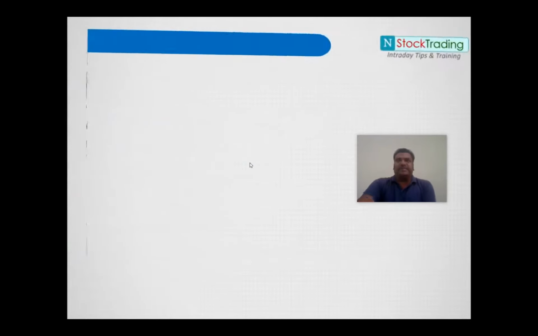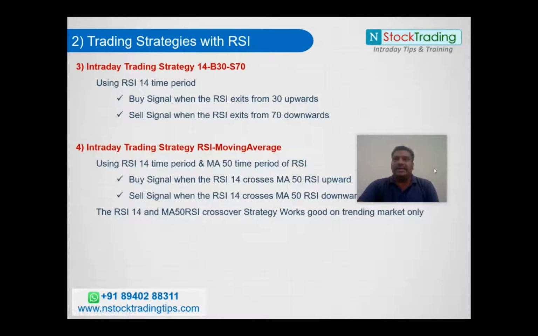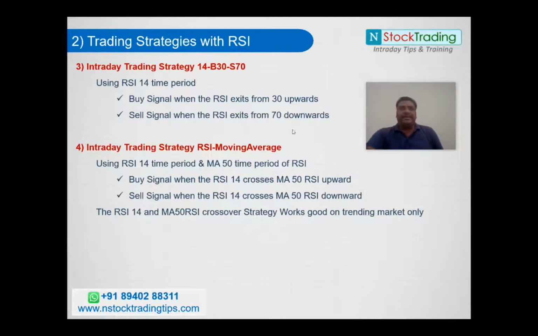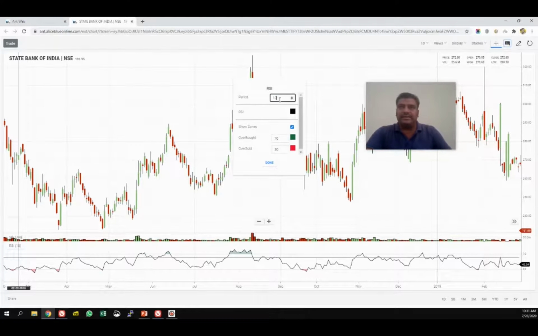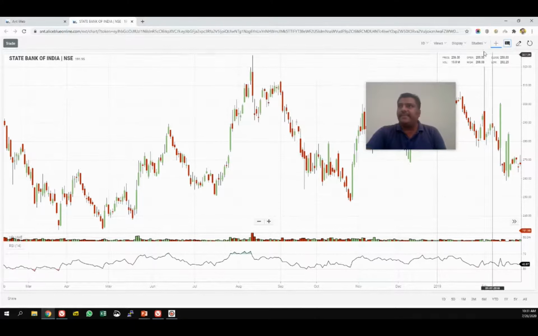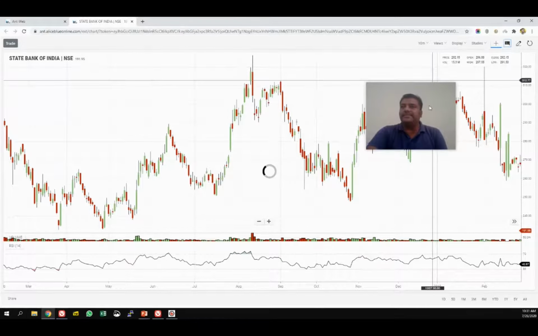Next strategy. But here we'll talk about an intraday trading strategy. The first strategy is we are going to buy when the price exits the 30 oversold zone, and when the price exits at 70 downwards, we are going to sell. Okay, so I'll show you this. We are going to use the RSI 14 time period. For example, I'll change this to RSI 14, and I'll change this to say 10 minutes.